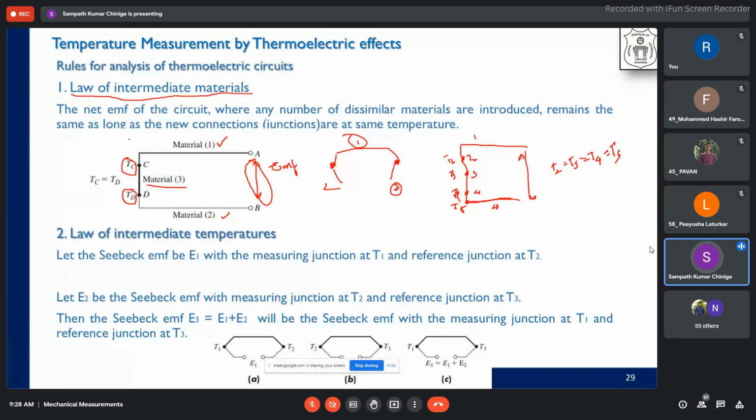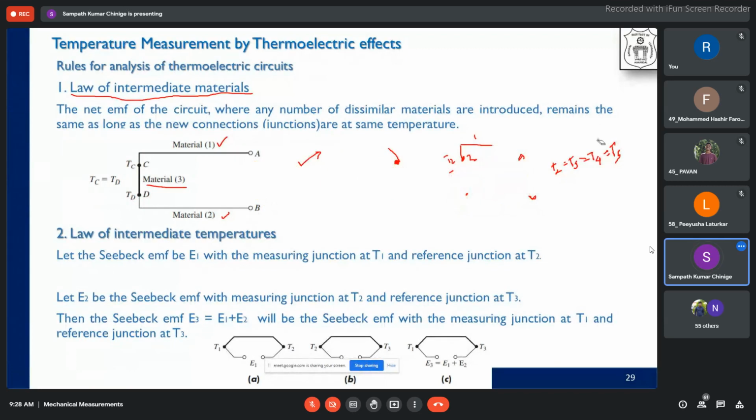That means if we have a variation in the temperature, then obviously this EMF will be affected when a third element or material is introduced. I hope I am clear. Okay, so that is the other side of this.